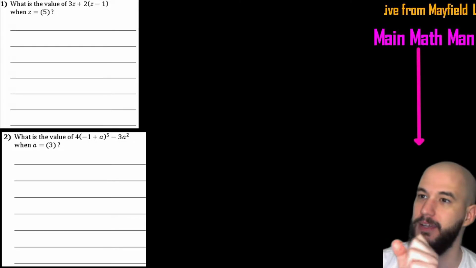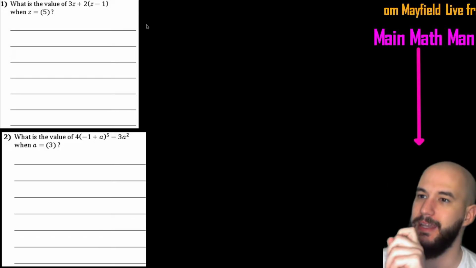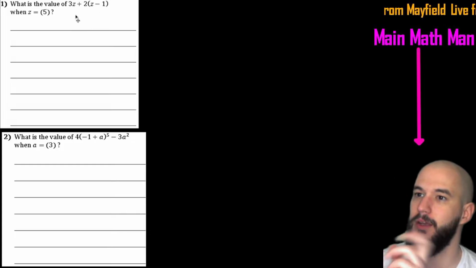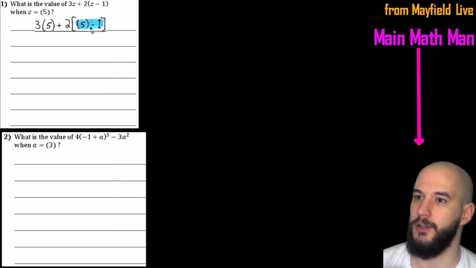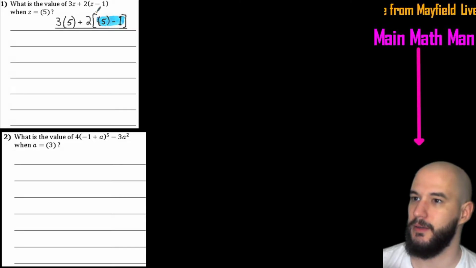It's your main math man, Mishank, coming to you live from Mayfield, and we're going to go over that homework number 2. It says, what is the value of 3z plus 2 times the quantity z minus 1 when z equals 5? Always substitute the values in for your variables first, so I'm going to do 3 times 5 plus, and you can use parentheses. Again, you want to use those parentheses instead of those brackets. That way it's nice and simple for yourself.